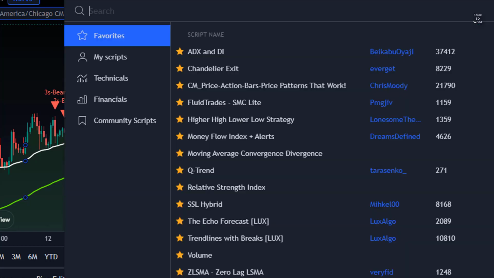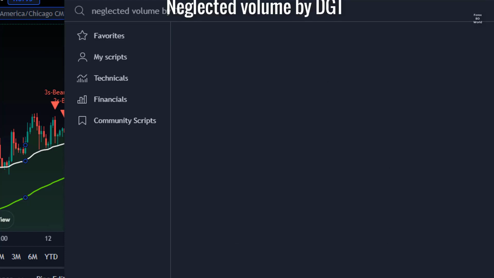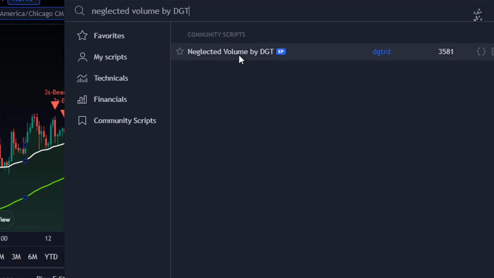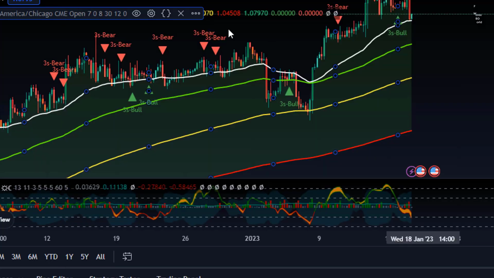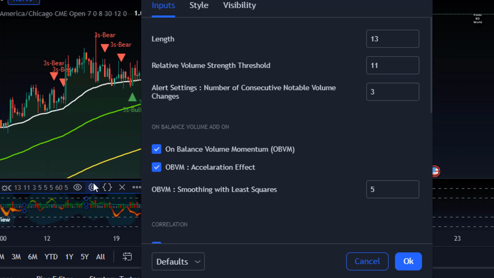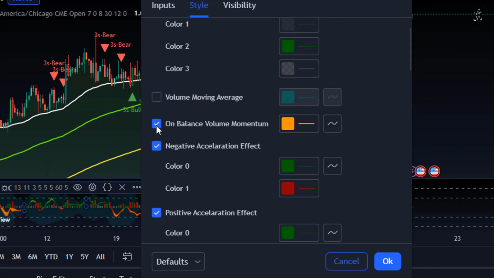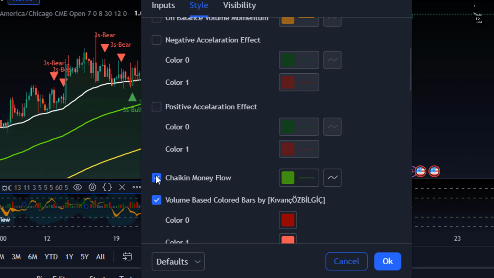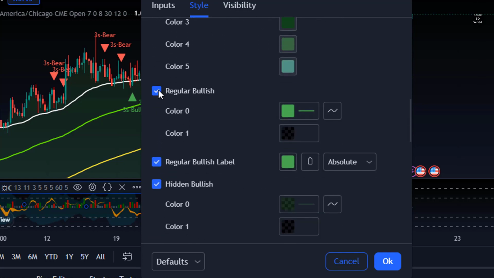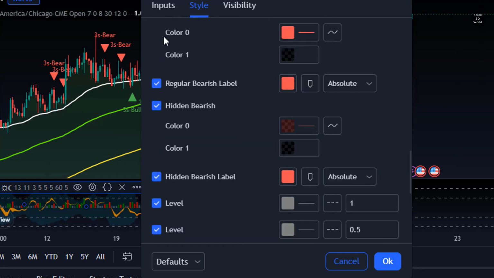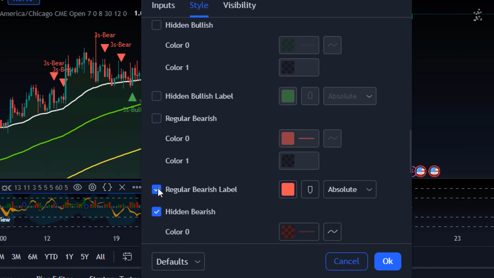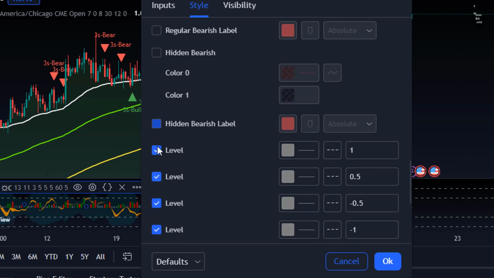Now we will set up the second indicator. In the same way, come to the indicator option and search by writing neglected volume by DGT, and then set up this indicator. So we have set it up. Now we have to change a bit of this indicator, so we come to the settings option. Here we just come to the style option and remove the tick mark. That's the only thing. Remove the tick marks from all the options except the first option and the last option.